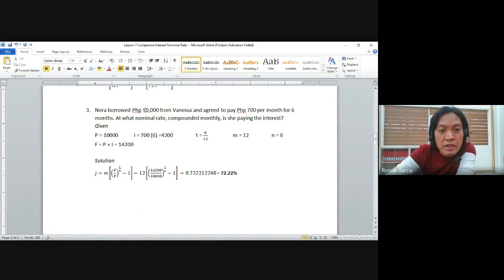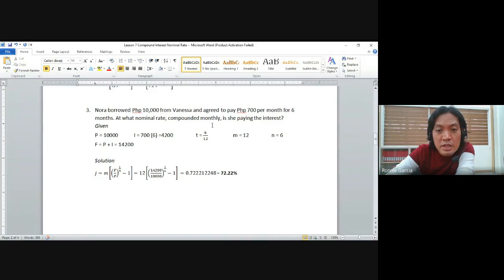So from the problem, 10,000 pesos is our principal. The payment of 700 per month, that is 700 times 6, will give us 4,200 as the amount of interest. Adding the amount of interest I and our principal will give us F, that is 14,200. This is a fundamental formula from the first lesson, that the future value is just equal to the present value plus the interest, regardless of the type of interest, whether it is a simple interest or a compound interest. The concept is still the same. So it means that our future value is 14,200. So we are safe with that.